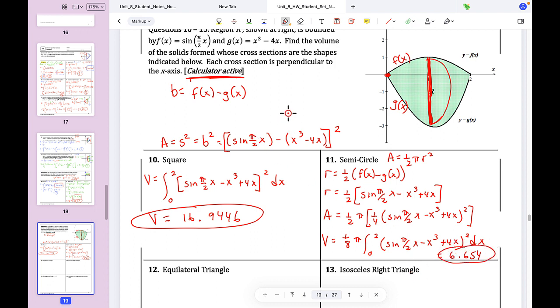Okay. So just to recap that, I had to find the radius. So this f of x minus g of x, that is basically your diameter. So we take half of that. That's my radius. Then I had to square it.